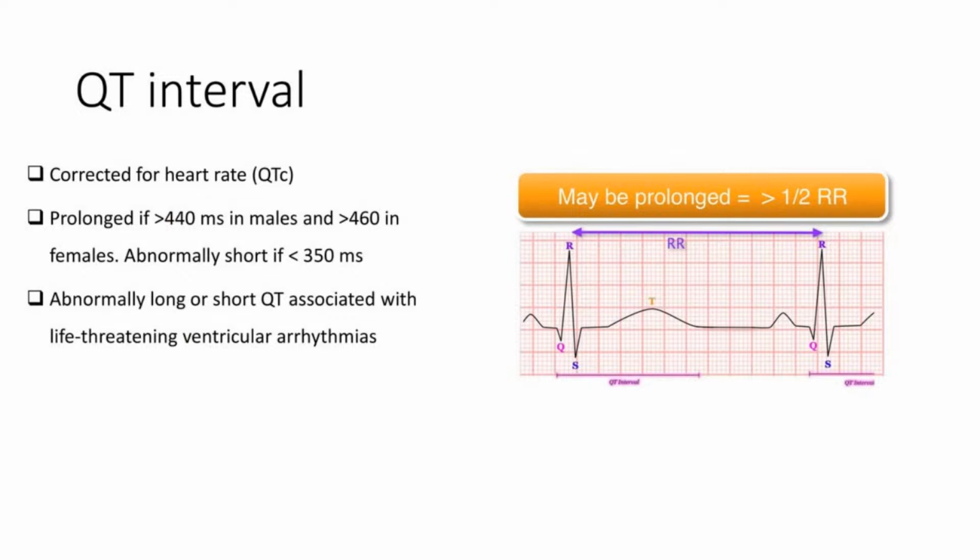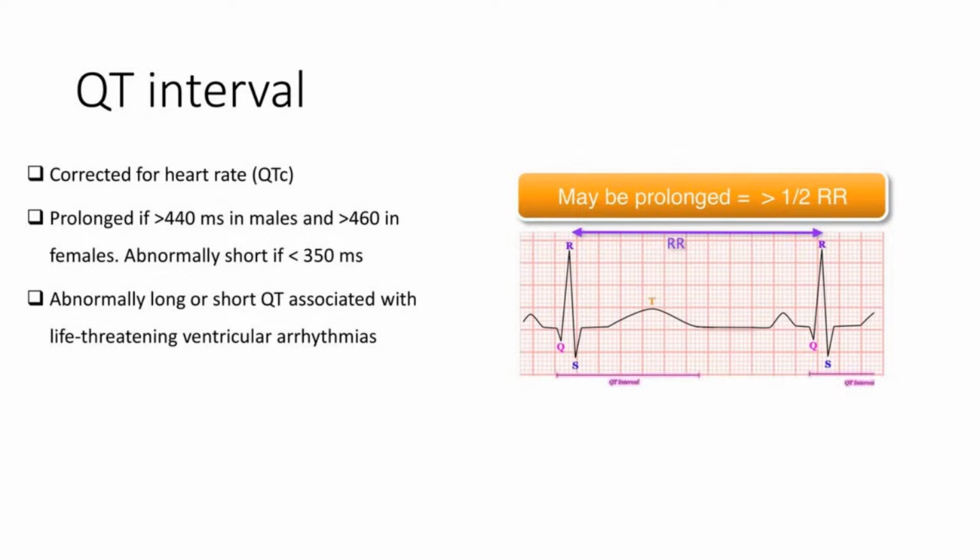The QT interval is the interval from the beginning of your Q wave to the end of your T wave. Often we correct it for the rate, because as your heart rate increases, your QT shortens, and as your heart rate decreases, it prolongs. So we have what we call a corrected QT, and there are various forms.